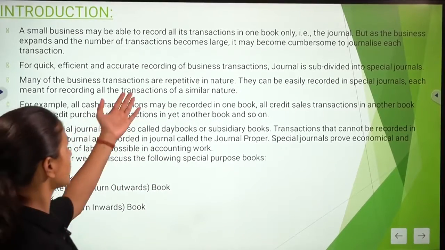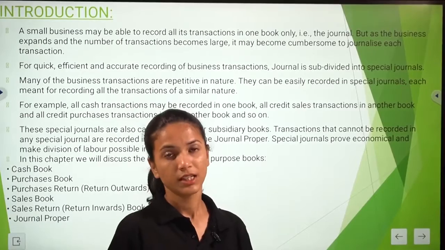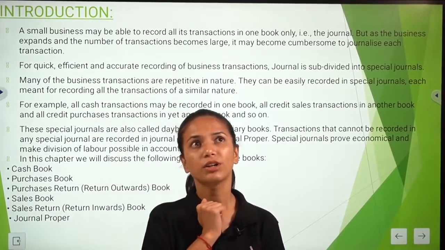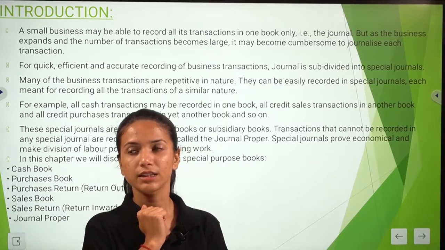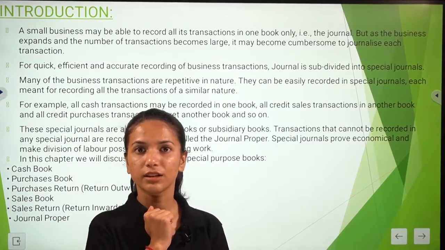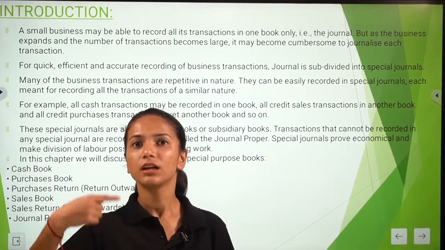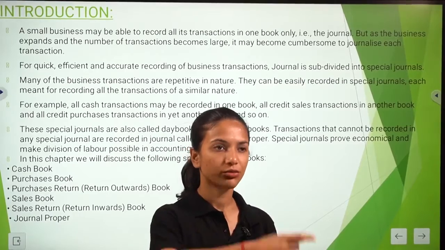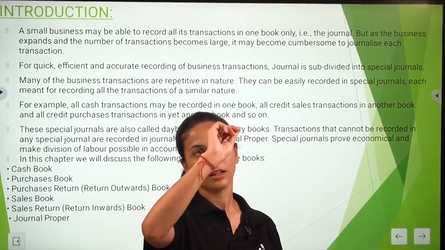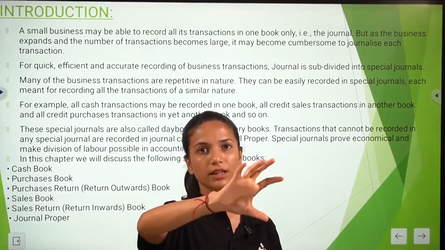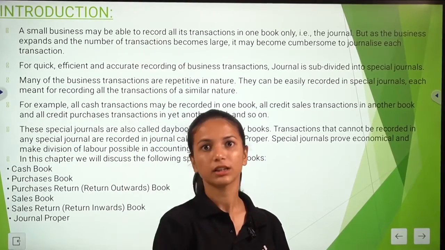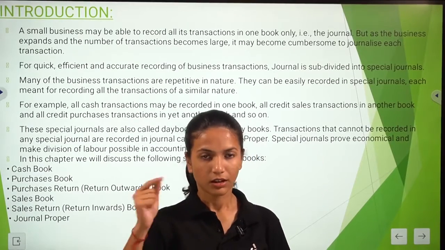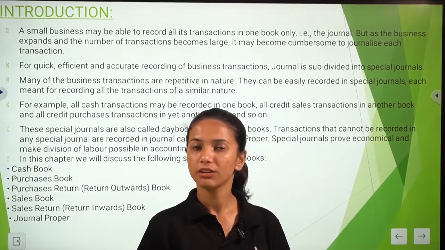Many of the business transactions are repetitive in nature. Repetitive means repeats, right? That means what are those transactions? Let's say a stationer is repeatedly selling notebooks, right? He is repeatedly selling pencils. So why don't we record such transactions of selling notebooks in one column only, rather than journalizing them one by one, right? It will save time.